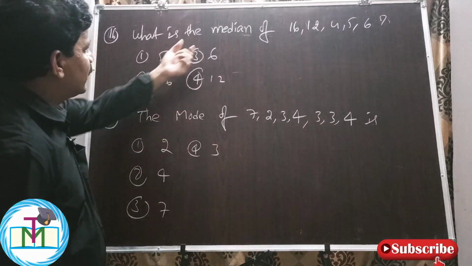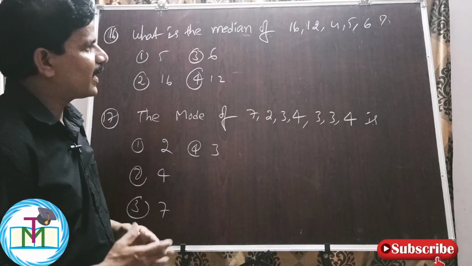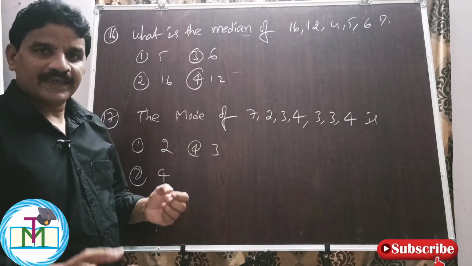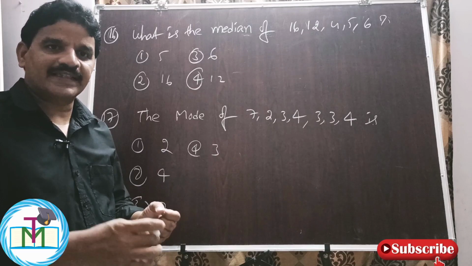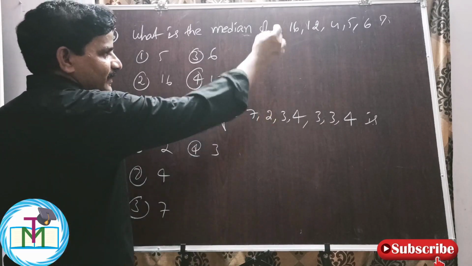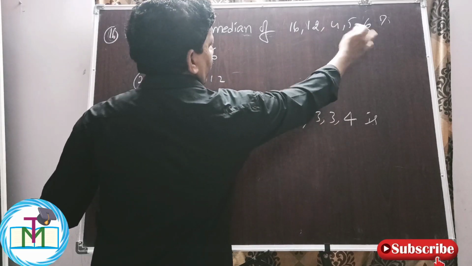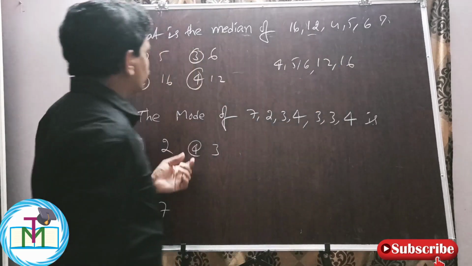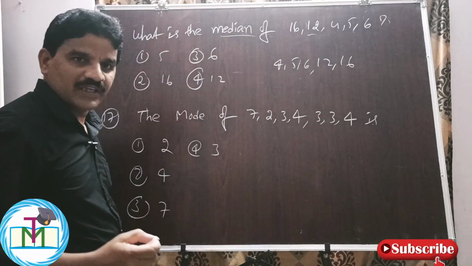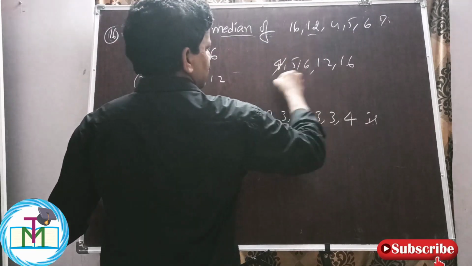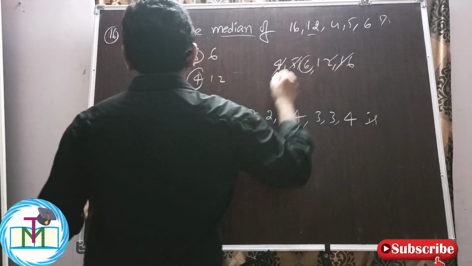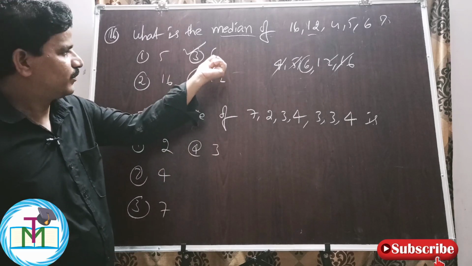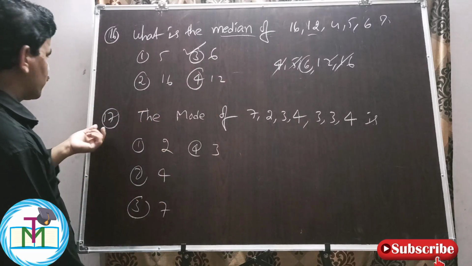Question number 16. What is the median of 16, 12, 4, 5, 6? Here this is raw data. Raw data should always be arranged in ascending order, meaning small to big. Let us arrange the raw data in ascending order: 4, 5, 6, next 12 and 16. Here I want the median. Median means position average, which is the middle one. I will cancel one on this side, one on this side, and this one is 6. Option 3 is the median and right answer. Median is 6.